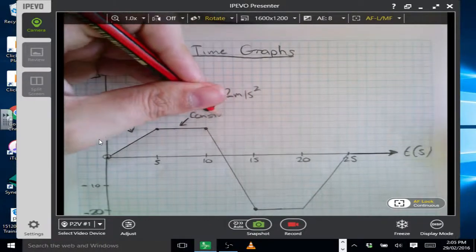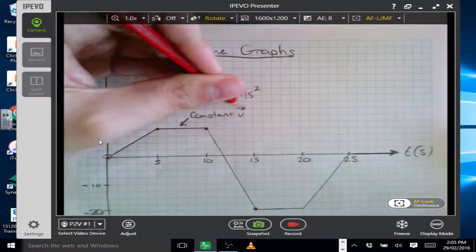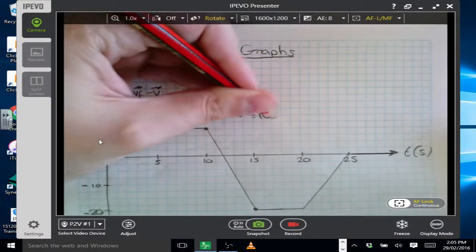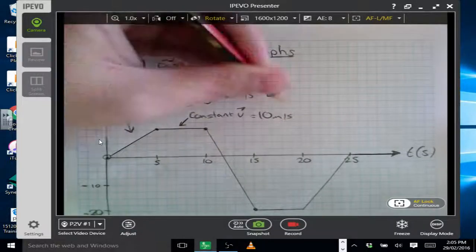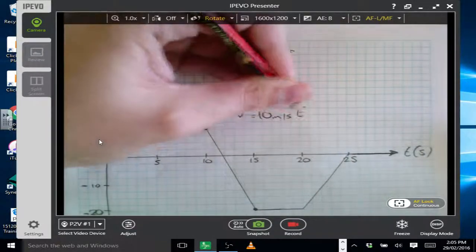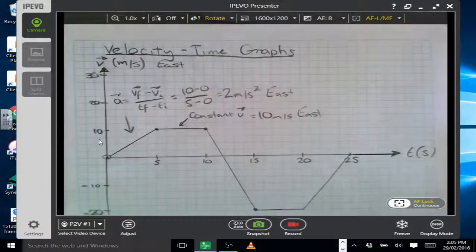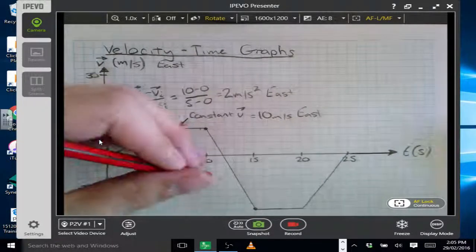Constant velocity. And that's a velocity of 10 meters per second. Actually, I should put a vector in that. Acceleration is east, and that's also east. Okay. So you have enough of that? Okay. Now, let's work out this segment.